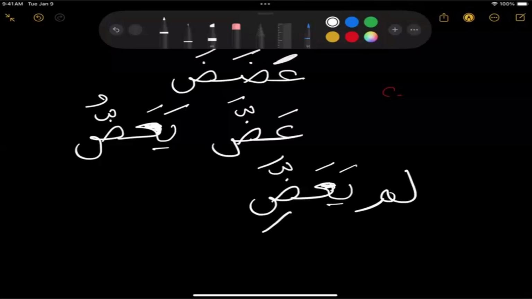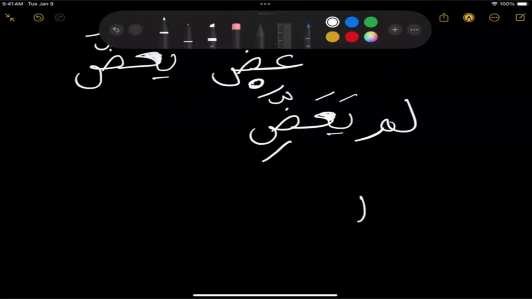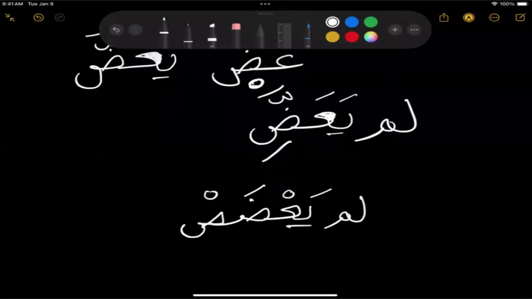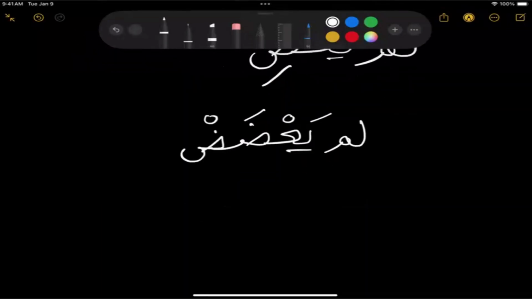Okay, لم يعض, right? If we want to actually bring the sukoon, we must separate the dad then. So it's going to be لم يعضض. Perfect. And then from here, the amr would be i'dad. Okay. لم يعض، هو يعض، لم يعضض، لم يعض.